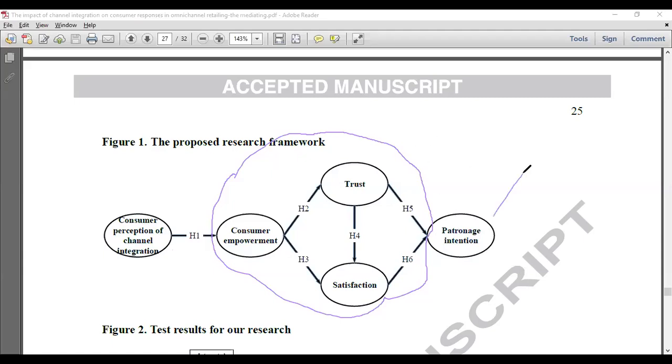Let me write. This is the response, and this is the stimulus. I don't have a mouse. Stimulus. And this is organism. Okay, so this is organism.